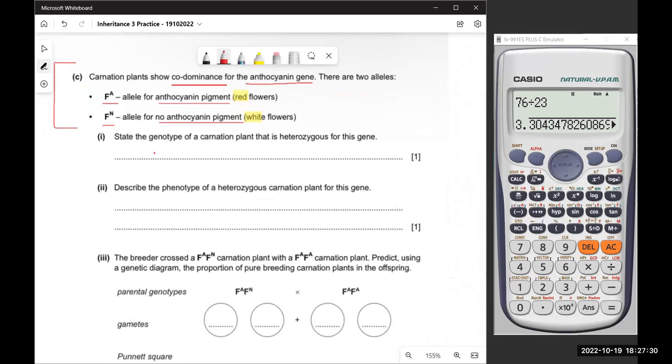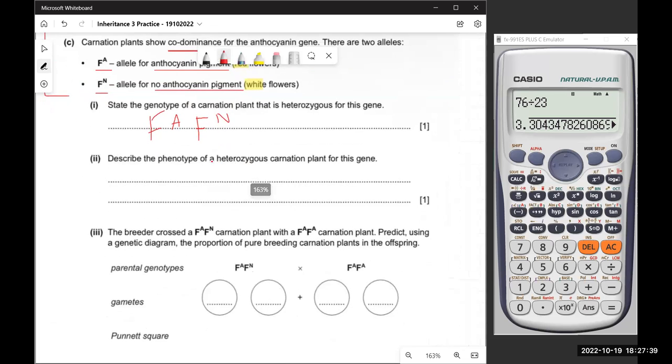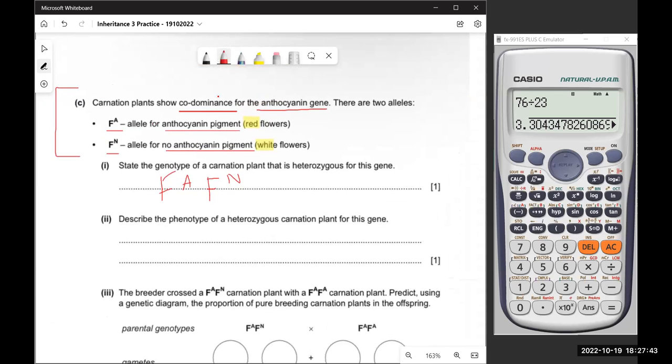Heterozygous, so we'll have to say FA and FN. Heterozygous must have both types. Describe the phenotype of a heterozygous carnation plant for this gene. Since they are codominant, you'll see a mix. So pink flowers. Or we'll say a mix of red and white, which is pink.